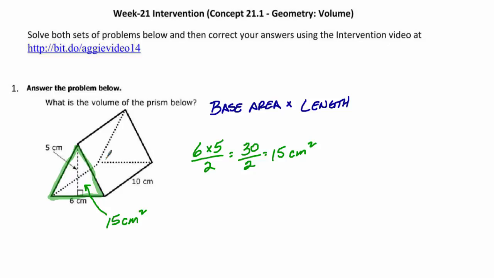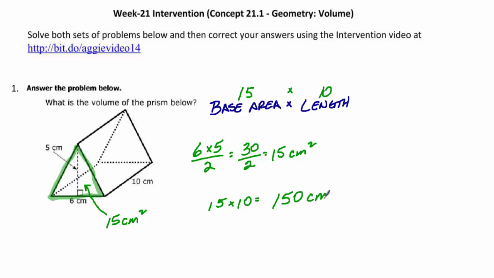So if you had something funky that you were going to ship in a triangular shaped box, that's what we'd be figuring out, how much could you put inside that box. So the area of the base is 15, times the length of this, which is 10. So the last part of my problem is 15 times 10, 150.